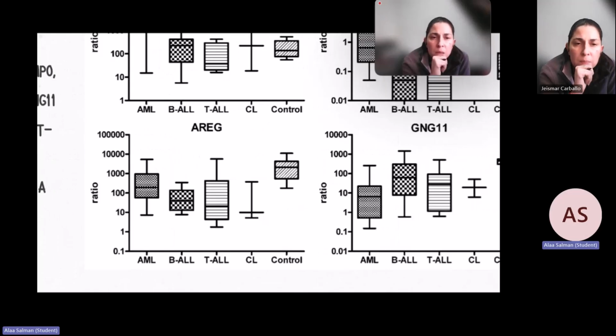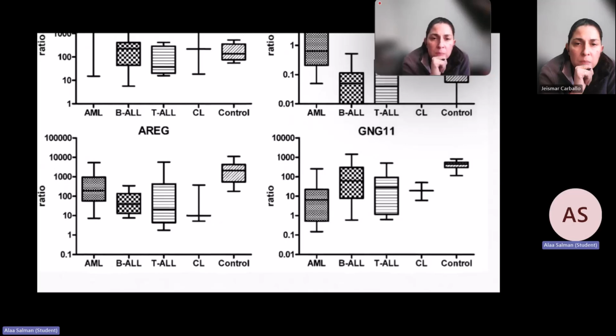and GNG11, both of them were down-regulated in all of them. They were down-regulated in all types of leukemia, AML, BALL, TALL, and CL, compared to the healthy pool of individuals. But as a conclusion of their research, they discovered that only AREG could be used to distinguish between AML and BALL.